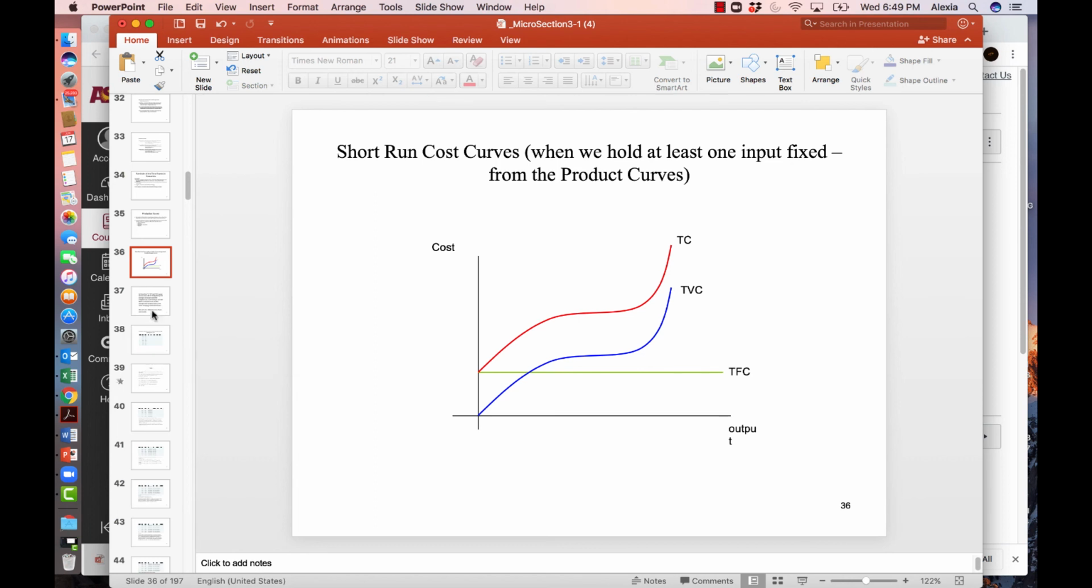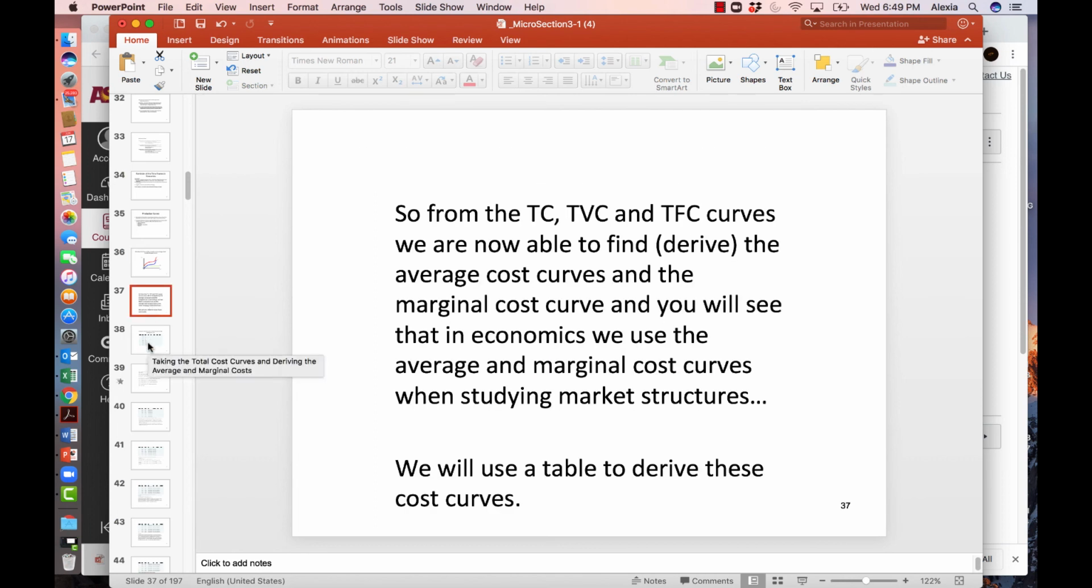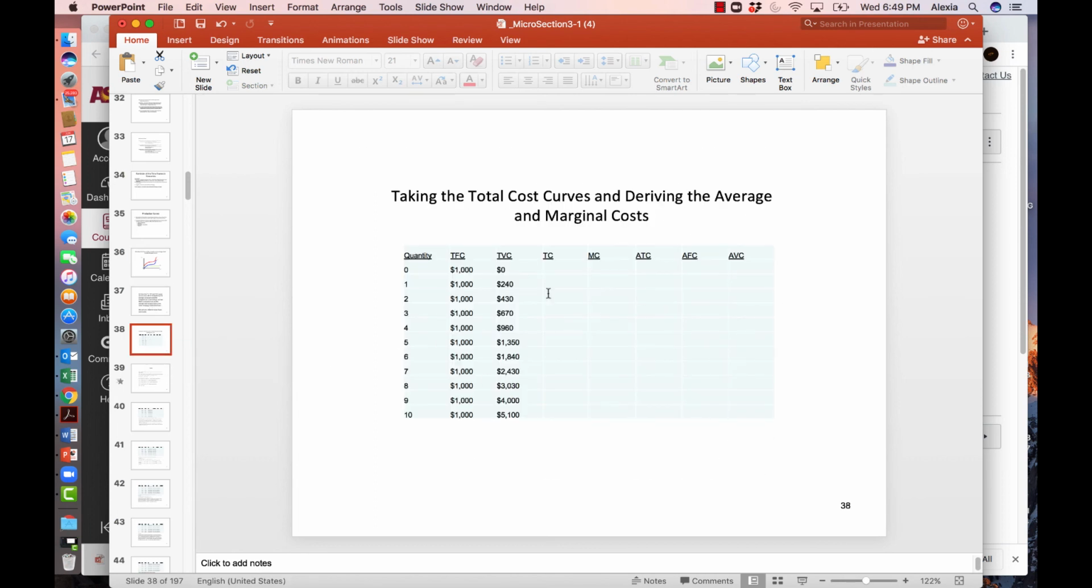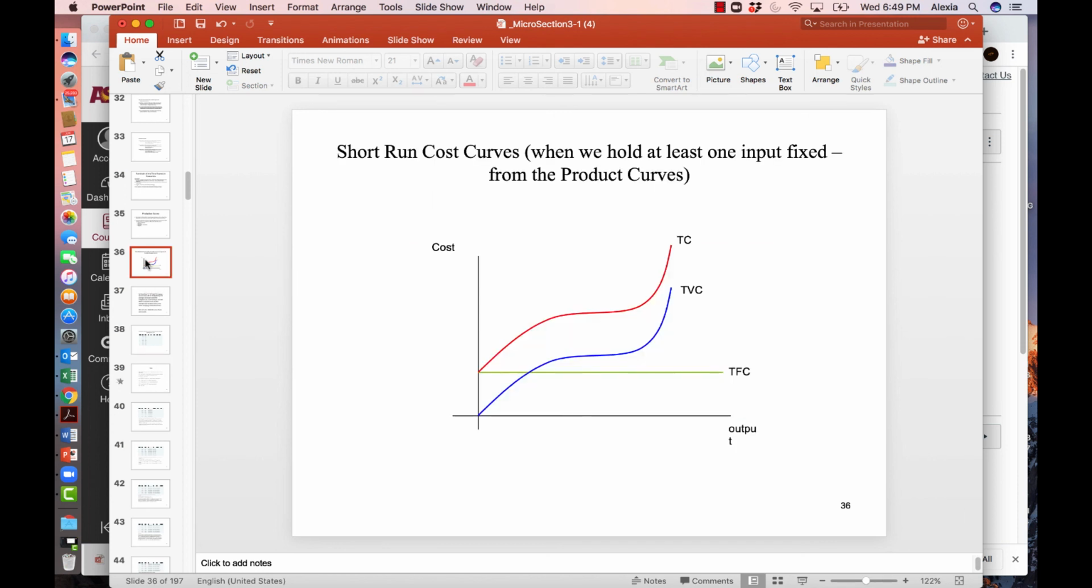From our cost curves, we're then able to derive this thing called a marginal cost curve, which is going to help us determine, when we study market structures, the best place, in quotes, for a firm to produce, which will then allow us to determine what quantity to produce and how much to charge. In order to do that, we've got to understand our costs. I know I keep saying that, but it's really important that you understand that you can't figure out costs without knowing product curves. One has to go before the other.